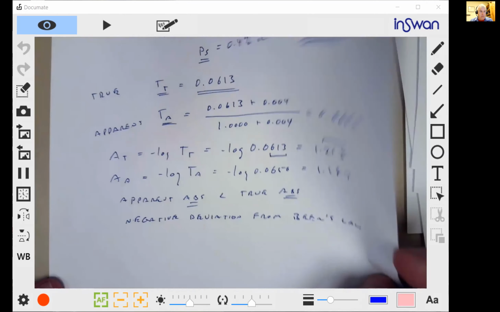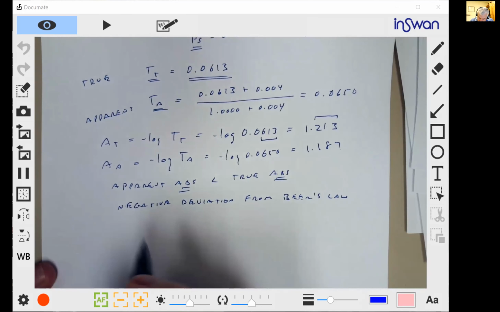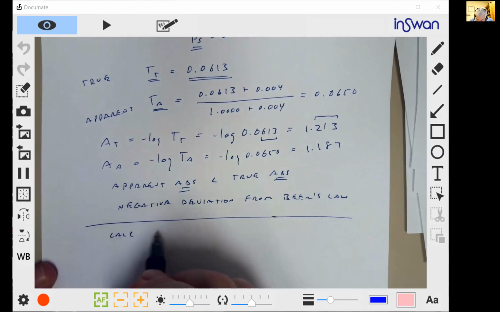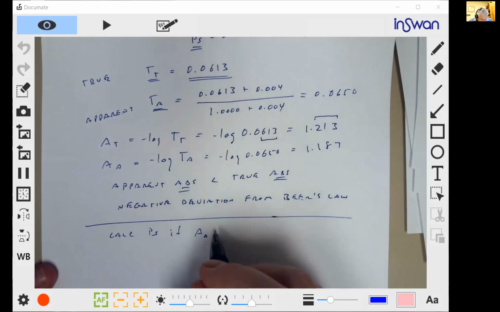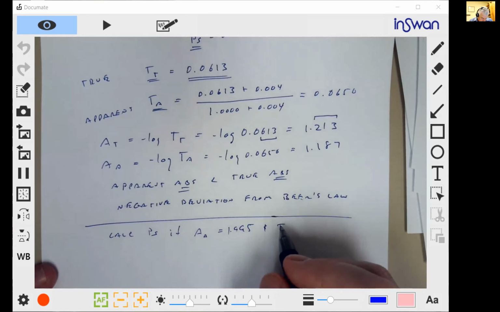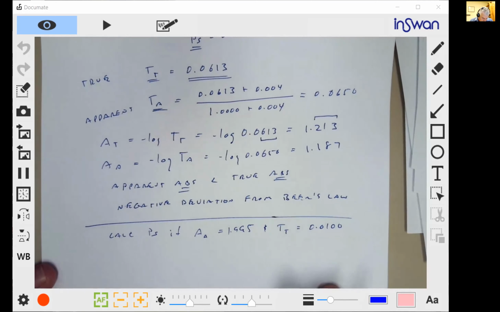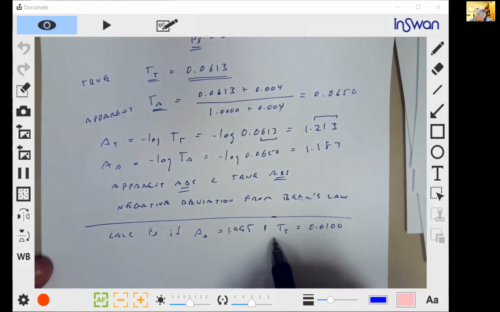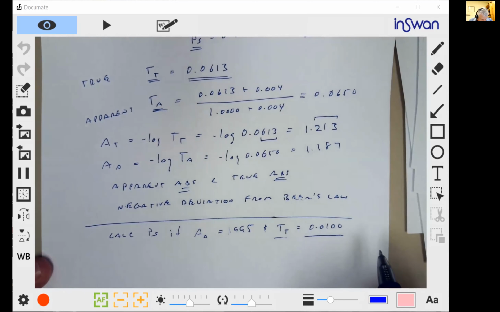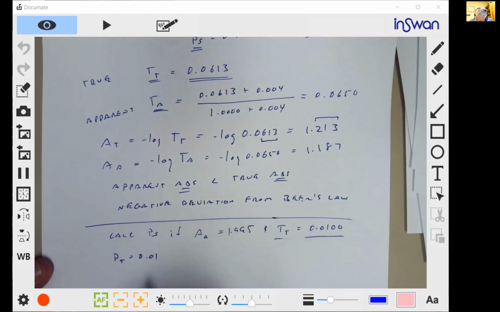So the next one is pretty darn tricky, right? And they ask you to calculate the stray light if the apparent absorbance is equal to 1.995 and the true transmittance is equal to 0.0100, right? So this is kind of where we can start. So if T sub T is 0.01, then P sub T is equal to 0.01.